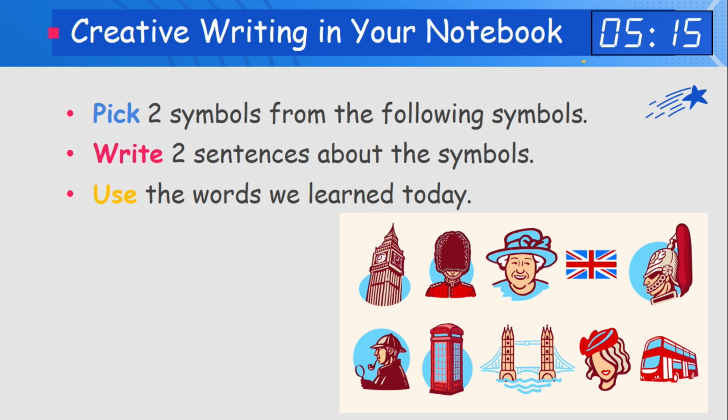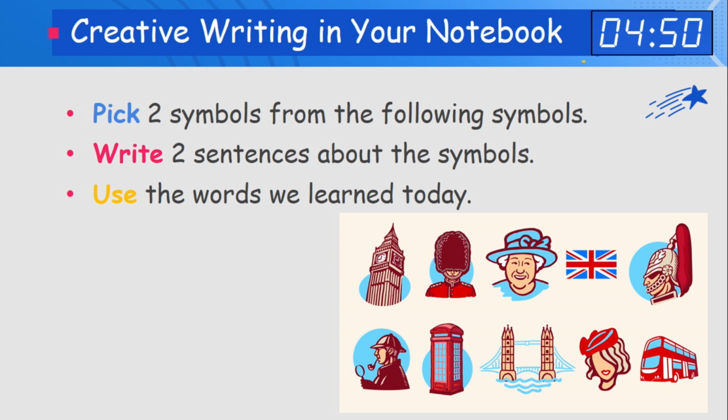I hope you picked two symbols from the following symbols, and I hope you're writing two sentences about the symbols. Let's look again at the symbols. So we have the tower, Elizabeth Tower. We have the Guard, the National Guard, Queen Elizabeth. We have the English flag. We have some kind of soldier. I think he's a British soldier also.